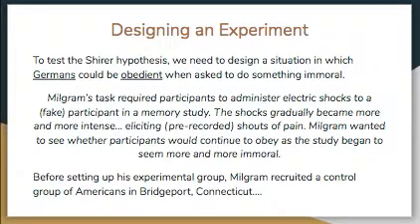So to do that, he needed to design a situation in which Germans could be obedient when asked to do something immoral. So in a lot of ways, we run into the same problem as we did with the Bobo doll experiment. How are we going to put our subjects in a position to do something violent or immoral without actually leading to violent and immoral things being done in society?